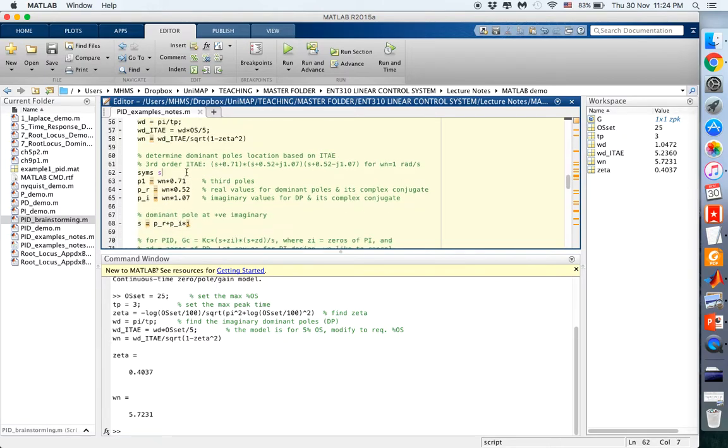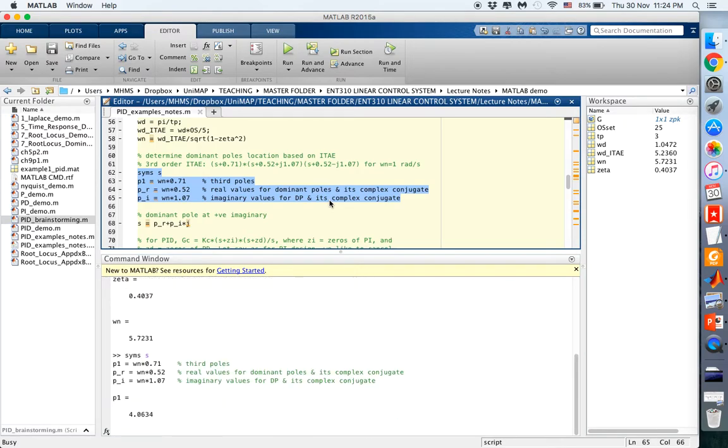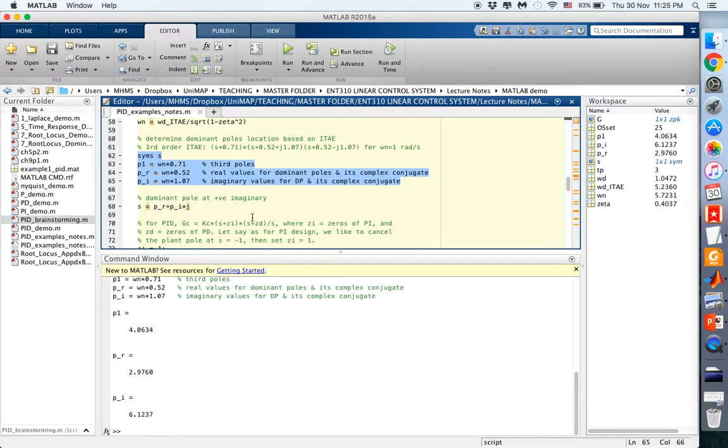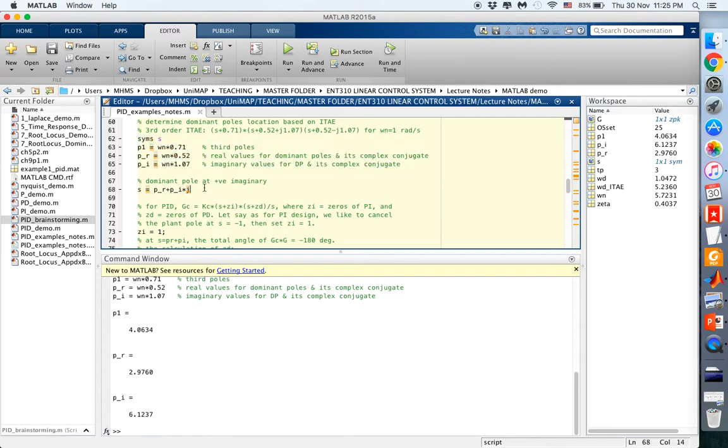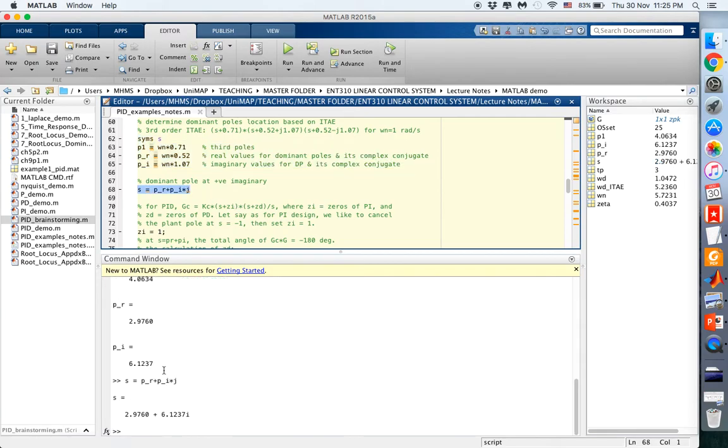Now we determine the third pole and the real value of the dominant poles and its complex conjugate, and also the imaginary values for the dominant poles and its complex conjugate. So now our dominant poles are located at -2.976 plus minus 6.1237i.